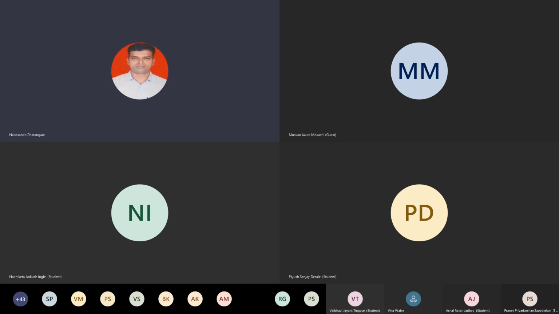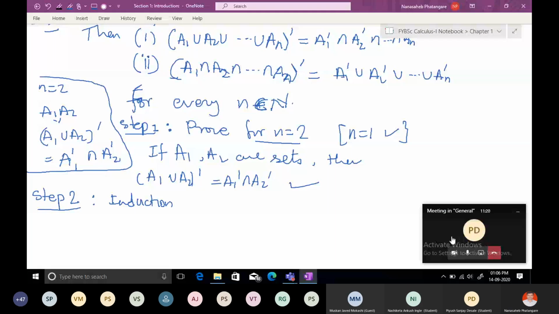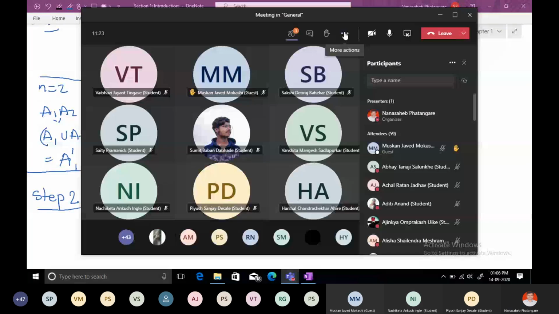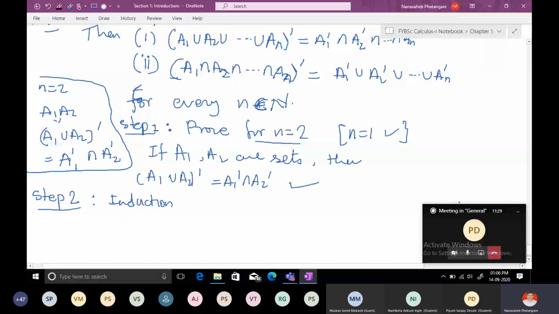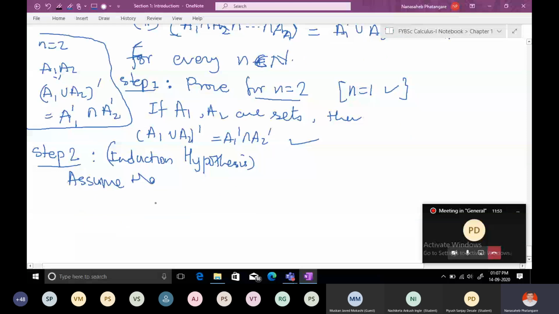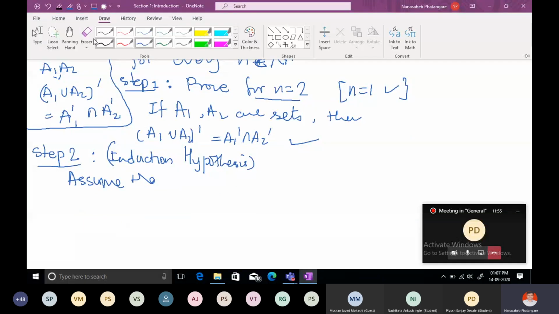So, induction hypothesis. What induction hypothesis should I make here? Assume that... induction hypothesis means I am assuming that this statement is true. So assume that the statement is true for k sets, and then from that I am going to prove it for k plus 1 sets, right?